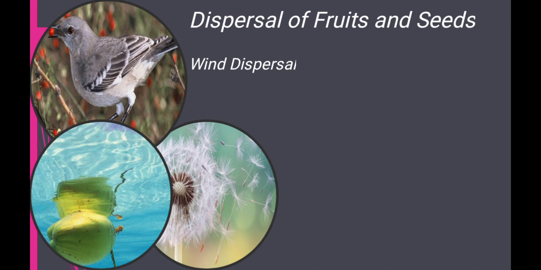The fruits of sycamore have wings which help them being carried away in air currents. The seeds of orchids are very light and dusty. They are also adapted for wind dispersal.